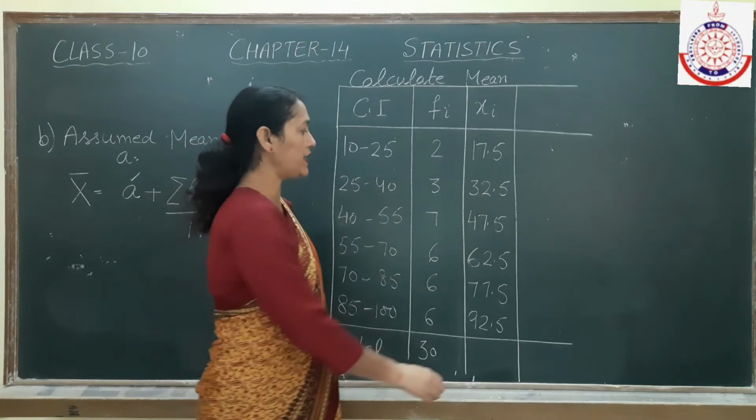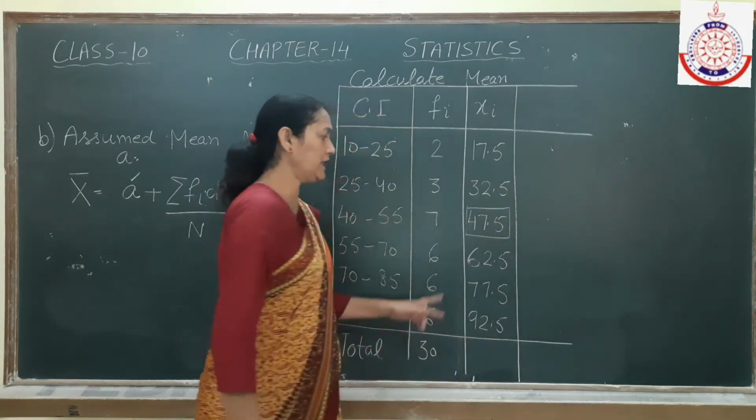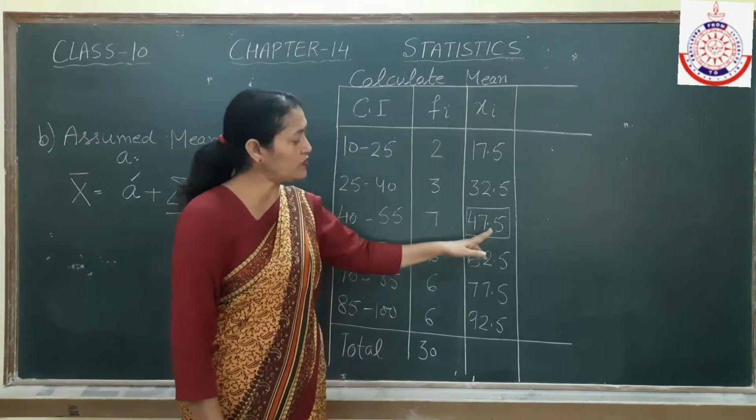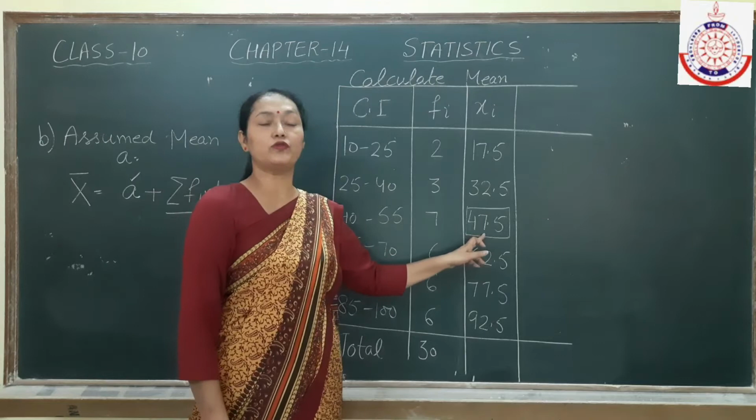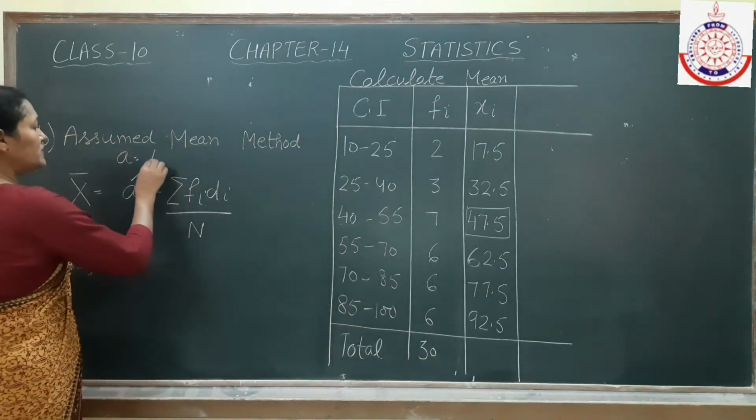But we prefer to take the smaller value. From the center, if only one center value is coming, we take that one only. But if two center values are coming, then we prefer to take the smaller one. So A we have taken as 47.5.